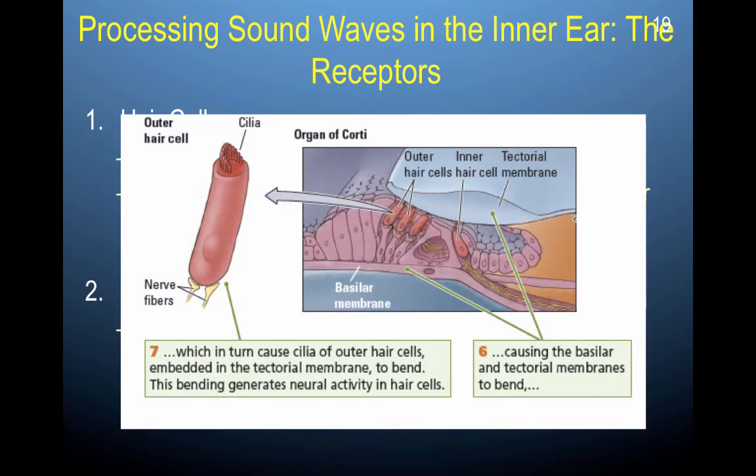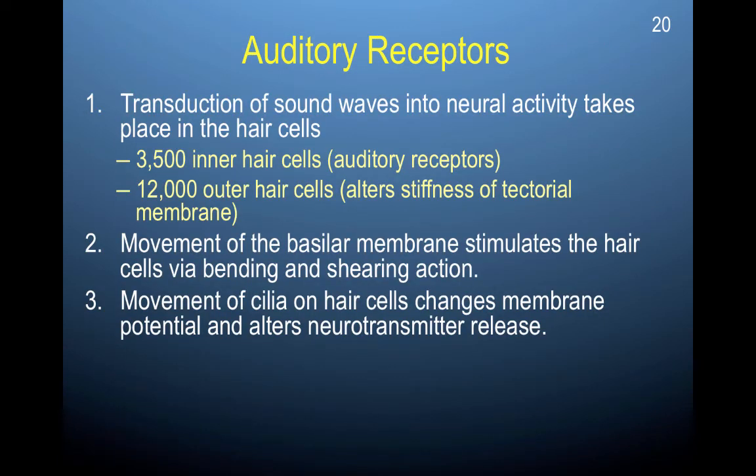So again, here's a close-up example. And here you have your outer hair cells. These are going to move, and when these move, the cilia bend, and it causes graded potentials, which can result in an action potential in these inner hair cells. So the hair cells are the receptors. The hair cells are the encoders of auditory information. They transduce sound waves into neural activity. This principally takes place in the hair cells.